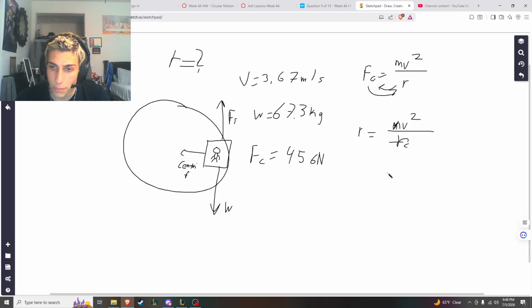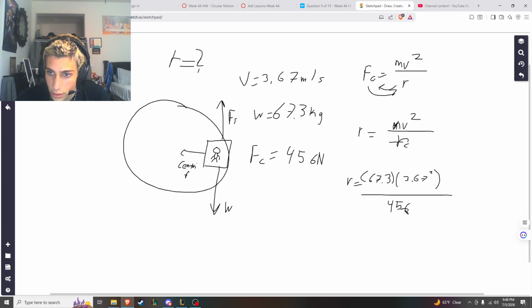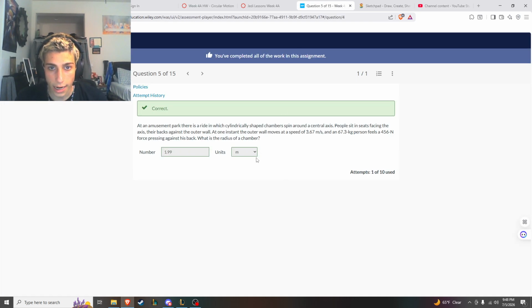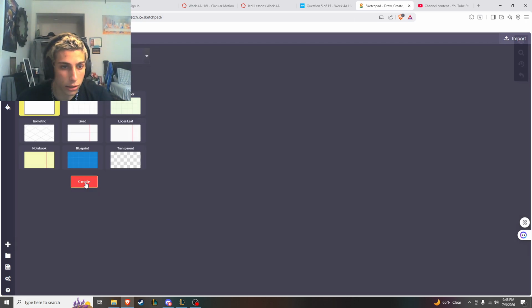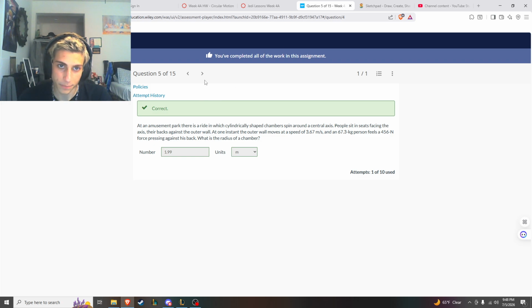We have all the numbers, so let's just plug in. r is going to equal 67.3 times 3.67 squared over 456 newtons. When we do the calculations, r comes out to 1.99 meters, SI units being meters. And this is the radius of the chamber that we saw here. So pretty cool question. It's a little quick, a little reminder of it, but it's nice.